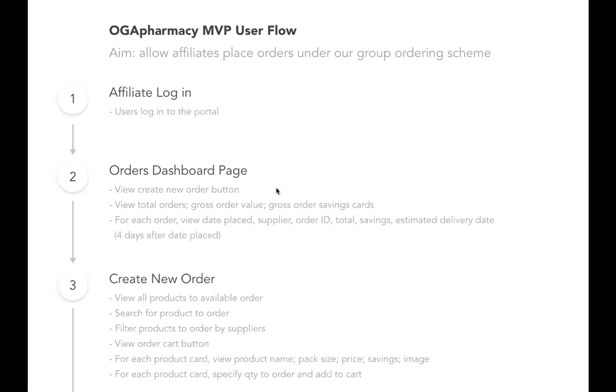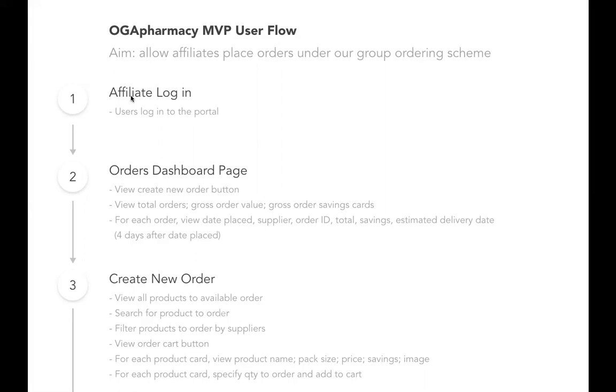The main aim of the entire platform really is to allow affiliates place orders under our group ordering scheme, which is exactly what the idea of OGApharmacy is about. First off, we've already recruited these affiliates, right? So we don't want them to go through the stress of signing up to this portal again. So what we do is just say, you already have an account with us manually, and in the background, we would have registered the account into the portal.